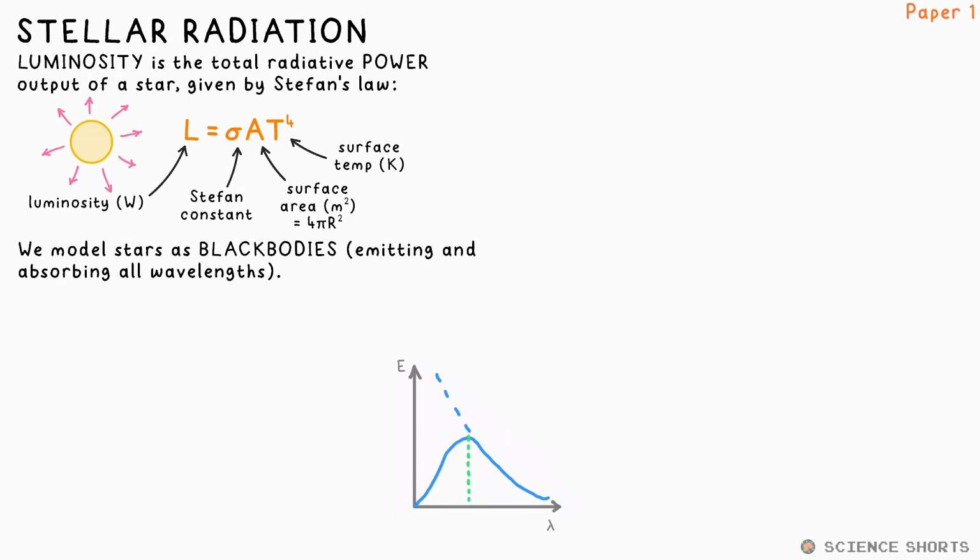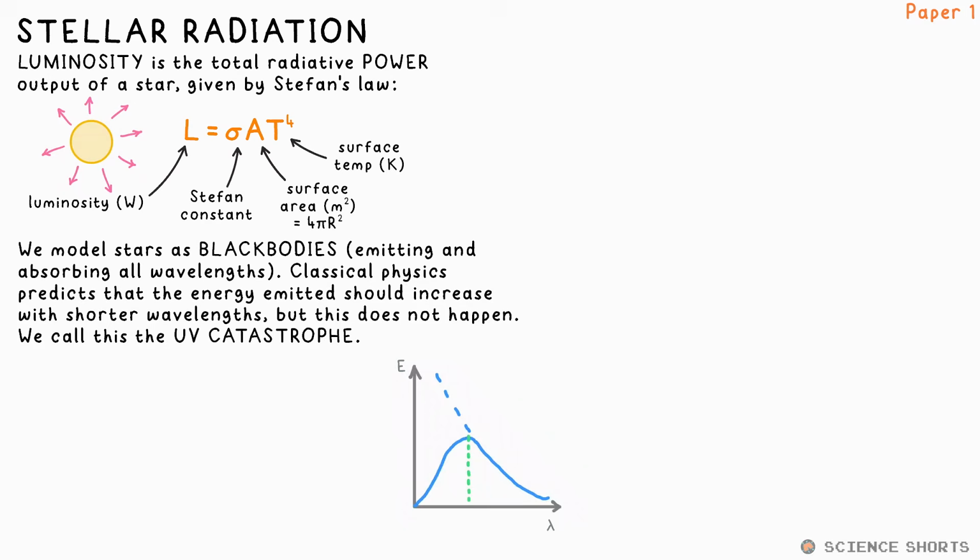But it does reach a peak and then comes back down. According to classical physics, this energy should carry on increasing with shorter wavelength. But this implies that a star has infinite energy to give out, which is impossible, and that's because of some quantum mechanics malarkey. As it happens at around ultraviolet wavelengths, this is called the UV catastrophe.